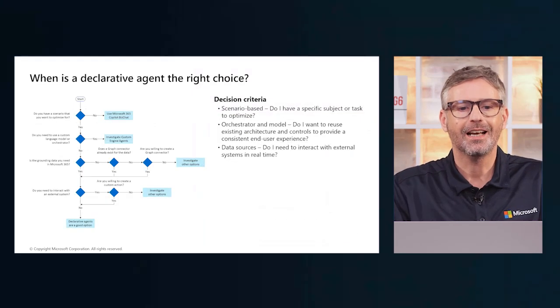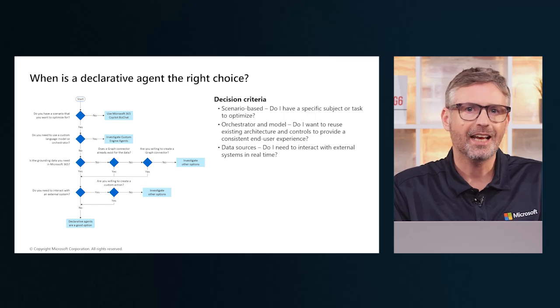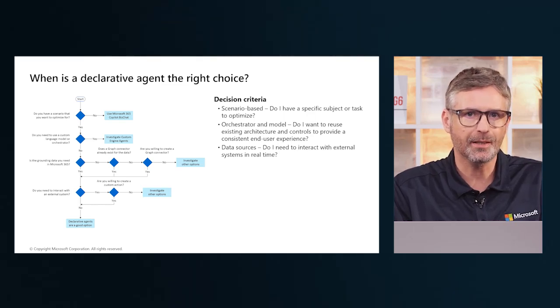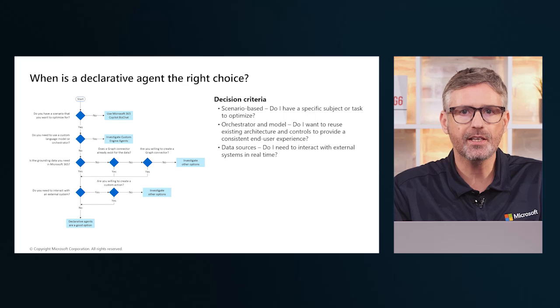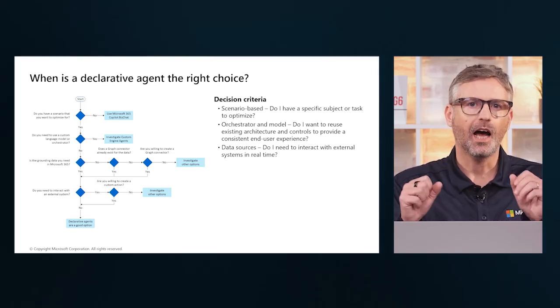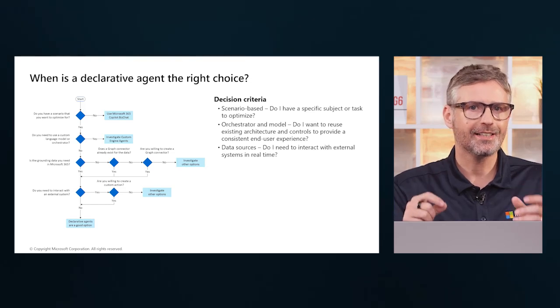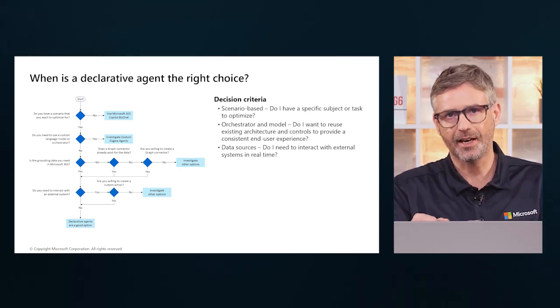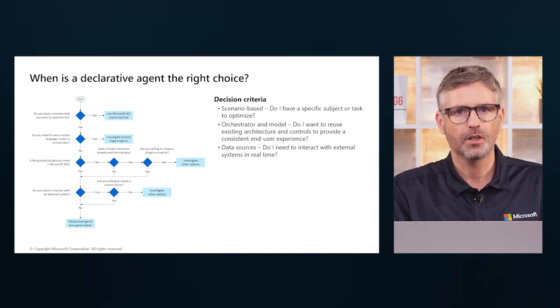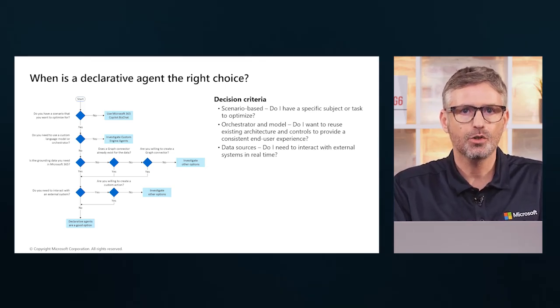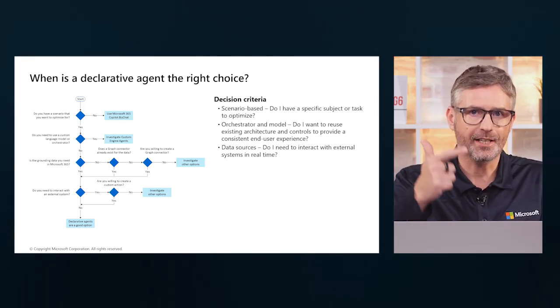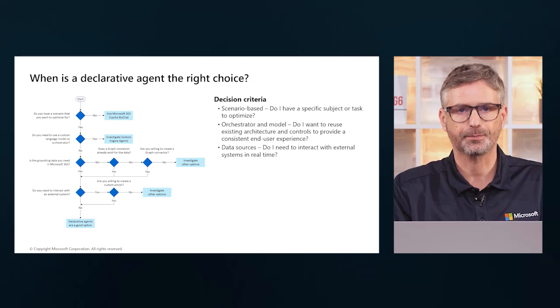Now, let's do an activity together. Imagine that you are part of an IT support team that needs a way for employees to find answers to common IT support questions and to create support tickets if they couldn't find the answers they need. Our goal is to decide whether this scenario is a good fit for a declarative agent or not. To make our decision, we should analyze each task using the three criteria that we have developed: scenario, orchestrator and model, and data sources.